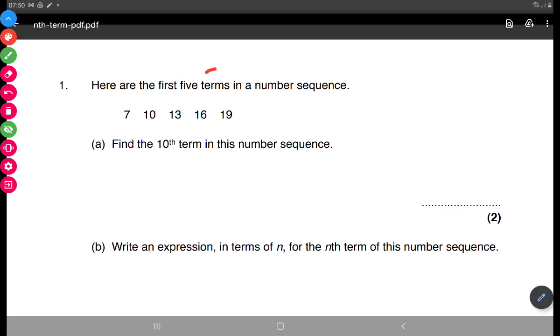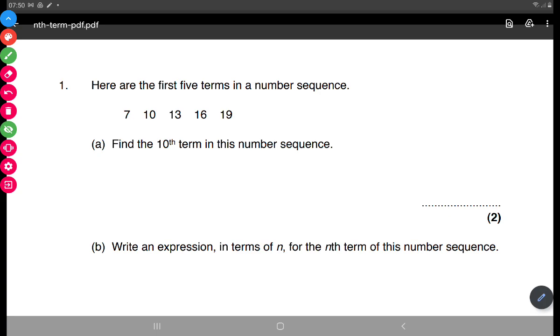Right, this word here: terms. What does that actually mean? And this is sometimes what confuses people. It's really simple. All that word actually means is what position are the numbers in the sequence.